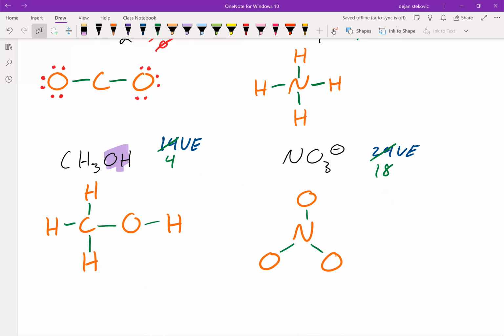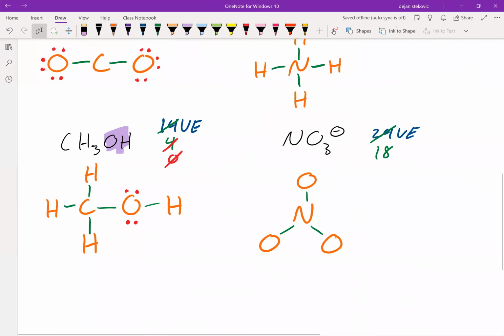If we think about this CH3OH, remember hydrogen only wants a duet, so all those hydrogens are happy. The oxygen is still short of an octet. It needs 4 more, and that's exactly how many electrons we have left. So we just go ahead and do that. If we think about this one, each oxygen already has 2 electrons, which means it wants 6 more. So they each get 3 lone pairs. And if you think about that, that's all 18 of our valence electrons. So all those electrons are used up, right?